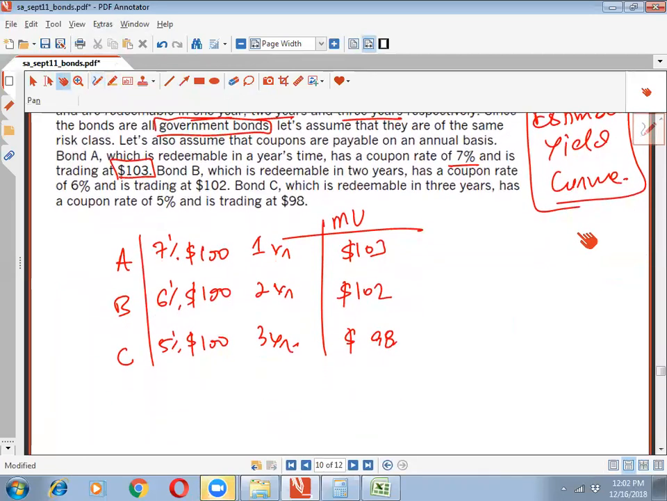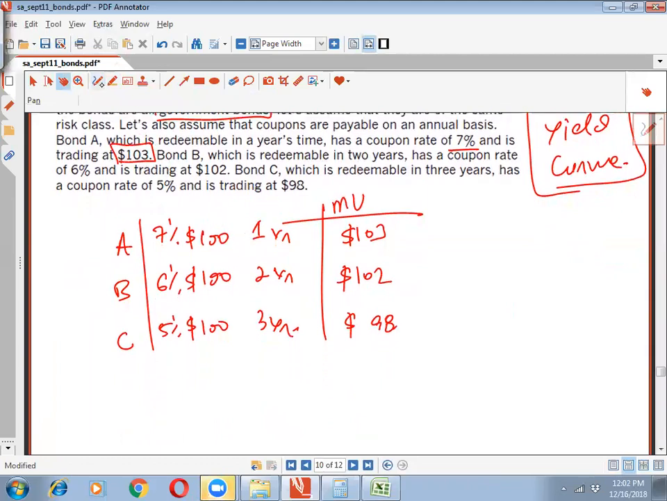So we have been given this information, and we are required to estimate the yield curve. We are required to estimate the yield curve in this scenario.